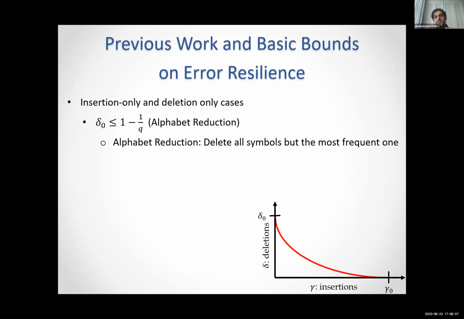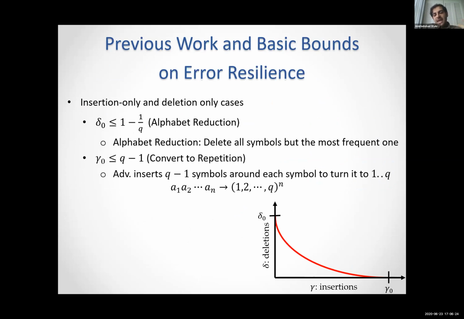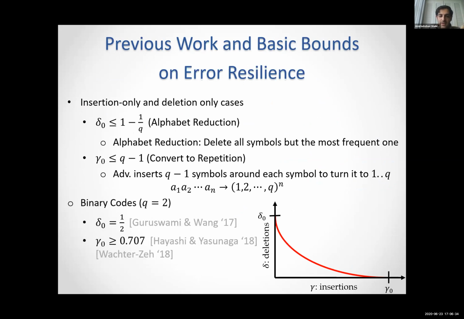And same on the other side for deletions. Now, there are some easy tricks to identify these plots. If I have 1 minus 1 over q fraction of deletions, I can basically eliminate all the q minus 1 least frequent symbols. This means that delta 0 is less than 1 minus 1 over q. Same if you have q minus 1 fraction of insertions, you can basically turn any string into n repetitions of 1 to q. So we have these basic bounds on delta 0 and gamma 0.